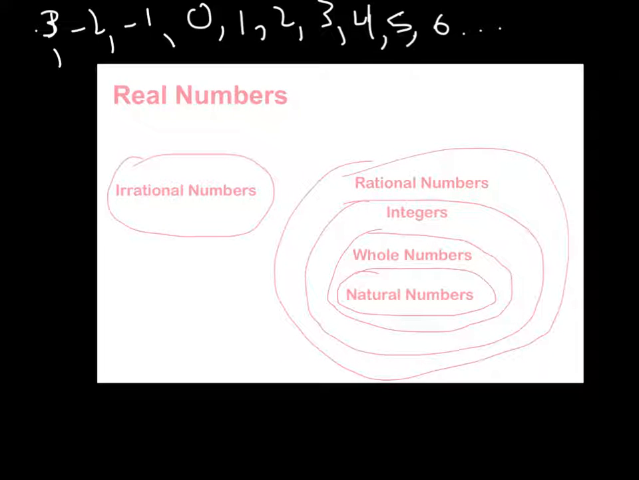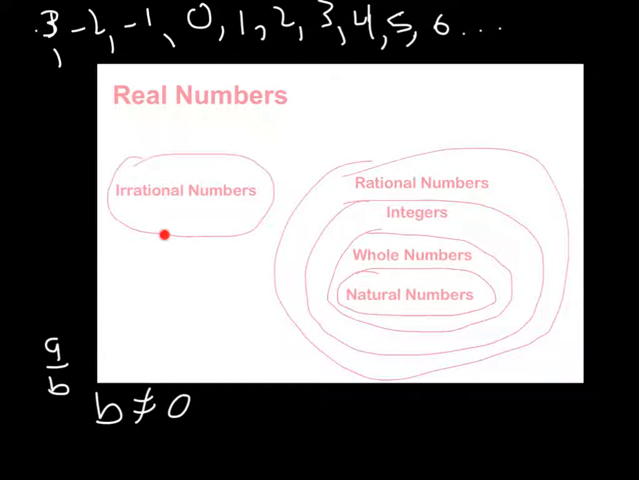Rational numbers is any number that can be expressed as a fraction, a over b, where a and b are both integers, and b is not equal to 0. B cannot be equal to 0, because if it's equal to 0, then you're dividing by 0 here, which means that that is not real. You can't divide by 0, so it's not a real number.